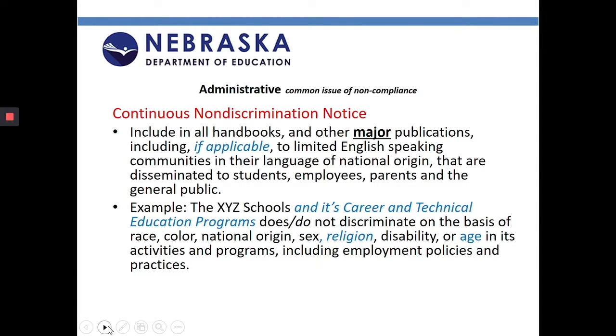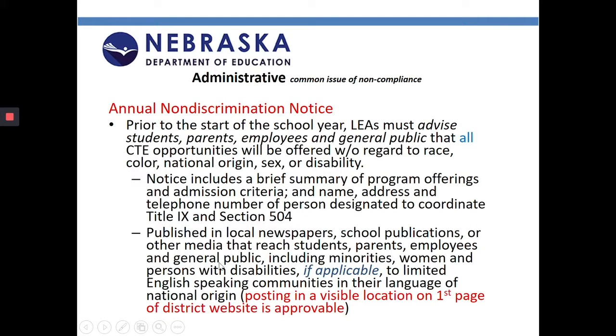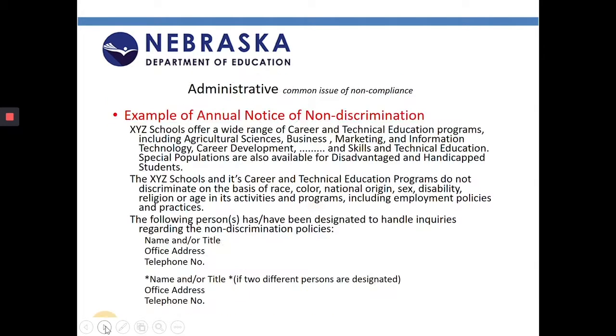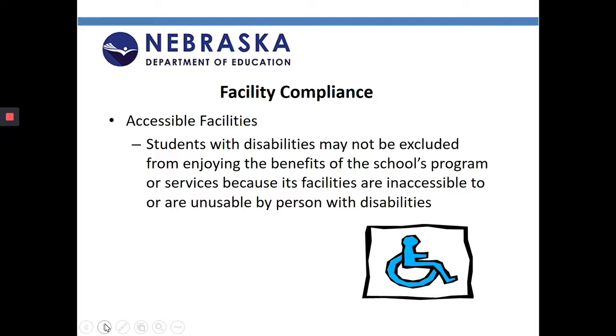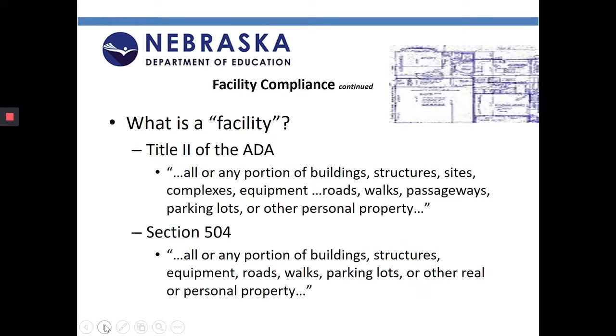No discrimination. This also shows kind of what the annual discrimination notice should look like or sound like. It's another example. And then this is more specific to secondary. Post-secondary has a little bit different requirements for ADA programs and compliance. And then this just goes through what that facility compliance would look like and what we'd be looking for.